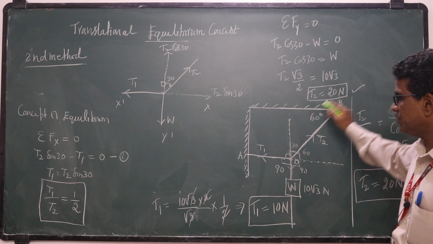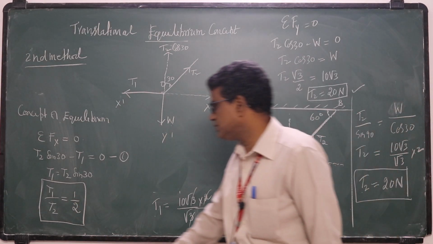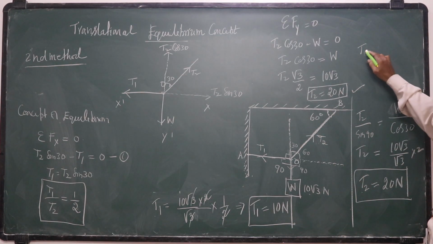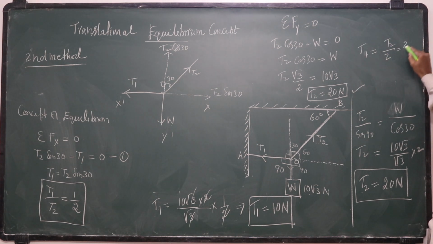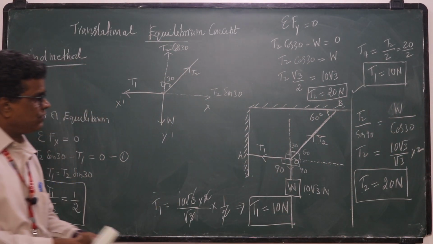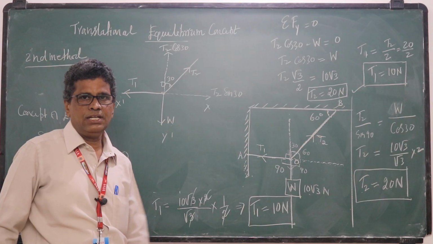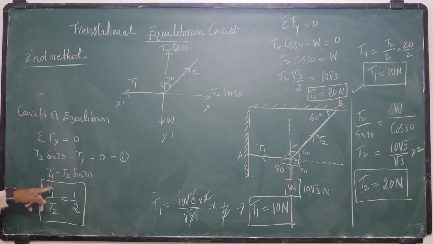If T2 is 20 newtons, what is T1? T1 is T2 by 2, 20 by 2. So I got T1, from equation 1, T2 by 2. That is 20 by 2. I got it as 10 newtons. So I got absolute values of T1 and T2. Okay. So this problem I solved in two different ways. First one is by using Lami's theorem. Second one is by using the concept of equilibrium.